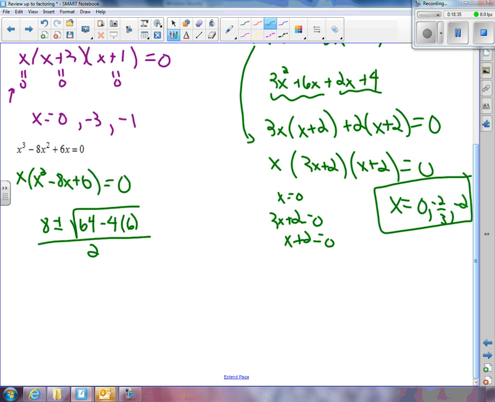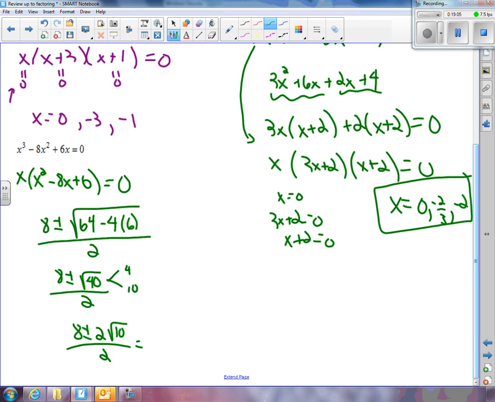Now, let's try to simplify this a little bit. I have 64 minus 24. 64 minus 24 is just 40. So I have 8 plus or minus the square root of 40, over 2. Now you should try to simplify this as much as you can. The square root of 40 can be broken up into 4 and 10. Because 4 is a perfect square, you can take it out of the radical. And you get 8 plus or minus 2, because that's the square root of 4, root 10, over 2.